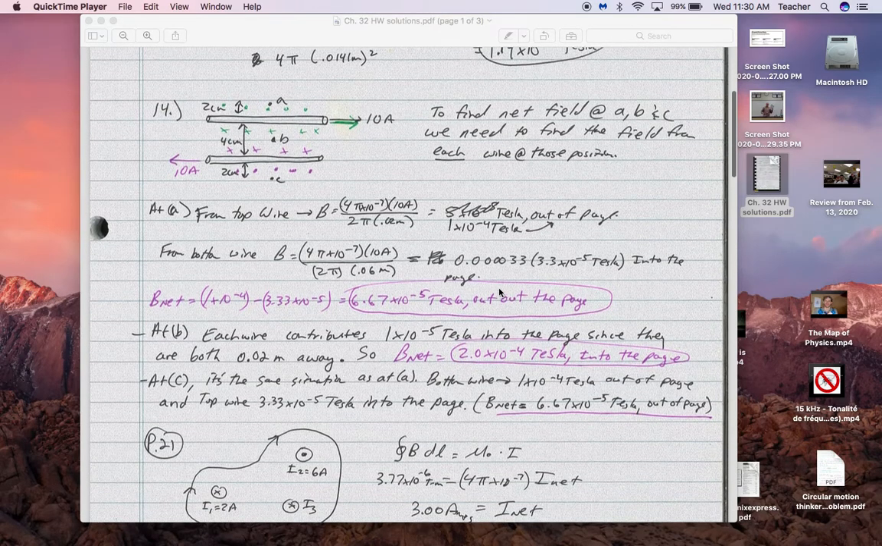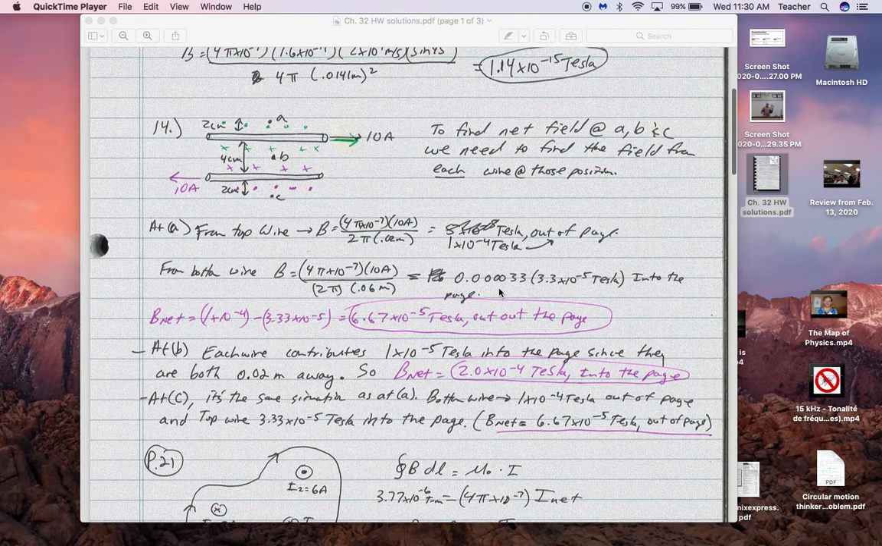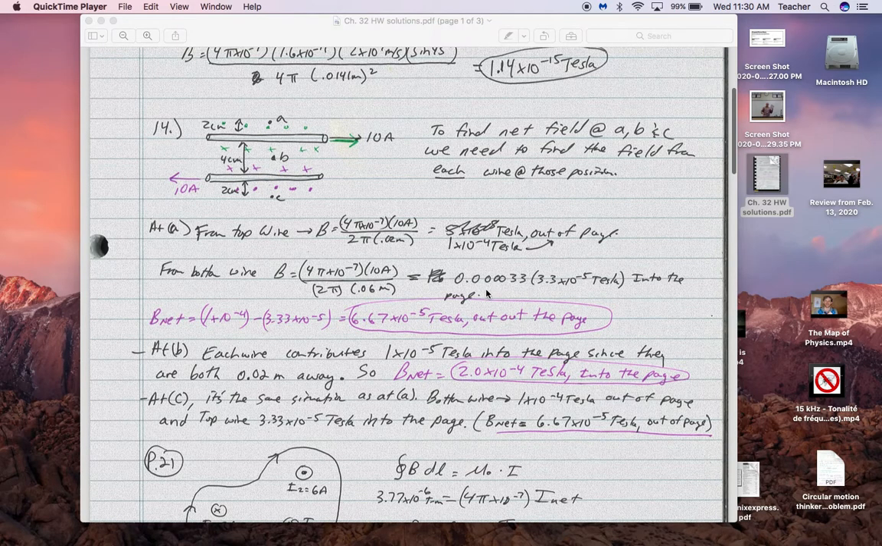Bottom wire, the field is 0.00033 Tesla, or 3.3 times 10 to the negative 5th Tesla into the page. That's at point A. Point B, so the net field there is 6.67 times 10 to the negative 5th Tesla out of the page because the field is stronger caused by the top wire.